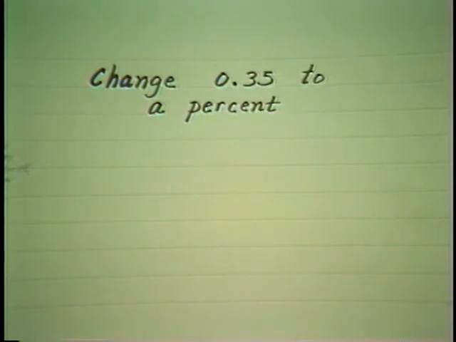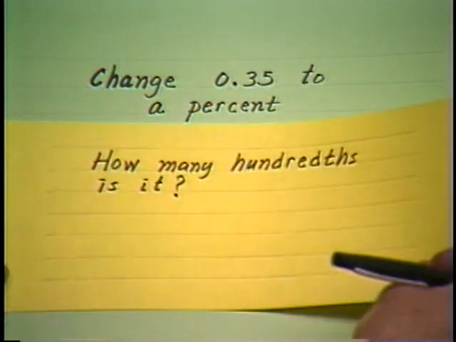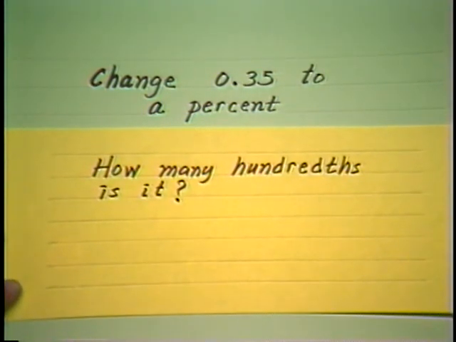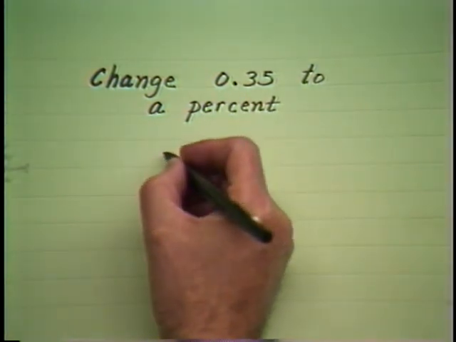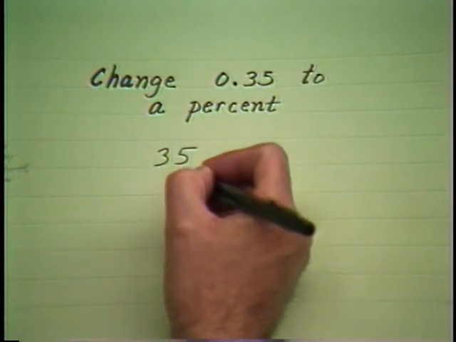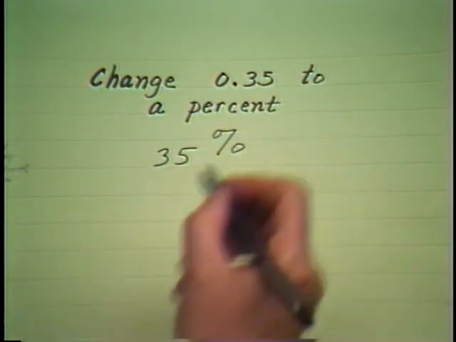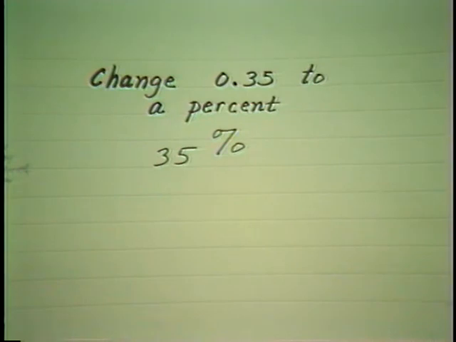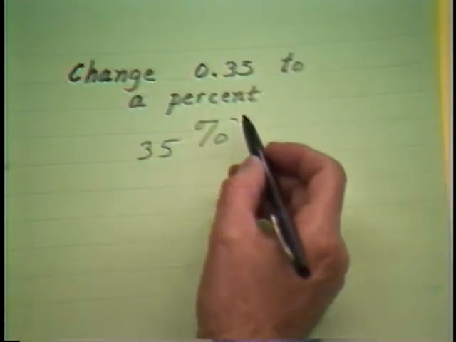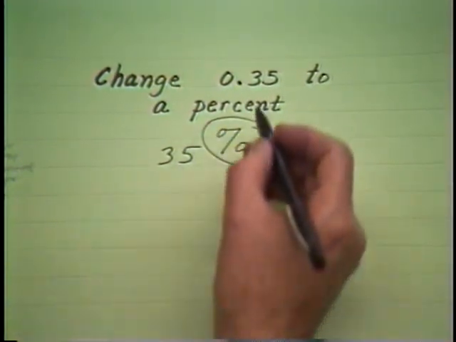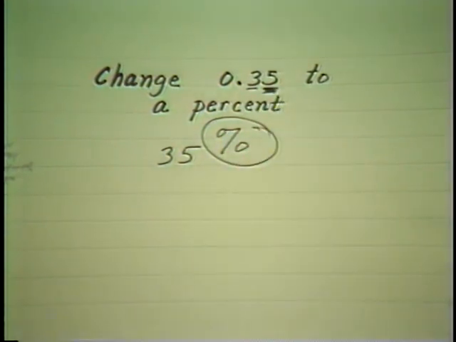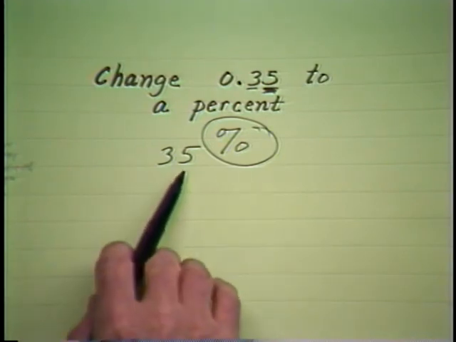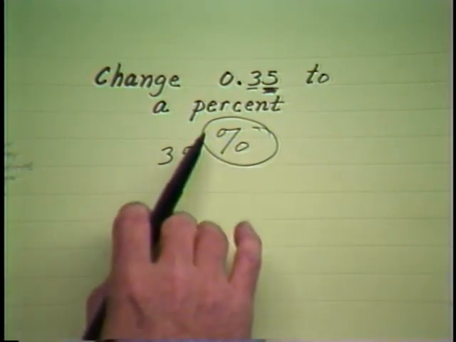Example, change 0.35 to a percent. On all of these, the question is, how many hundredths is that number? Well, of course, 35 hundredths. Okay, let's say it. 35 hundredths or per hundredth. So again, this mark is merely a way of saying how many hundredths do you have? 35 hundredths, 35%.